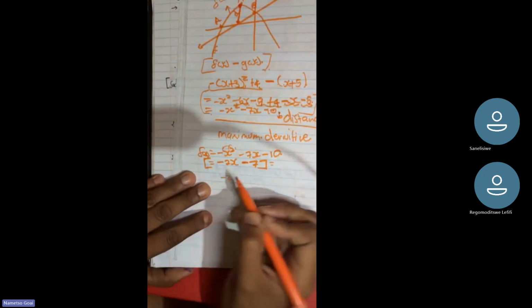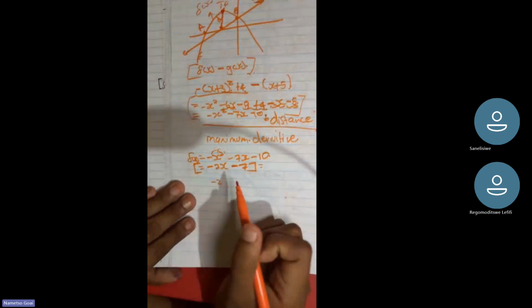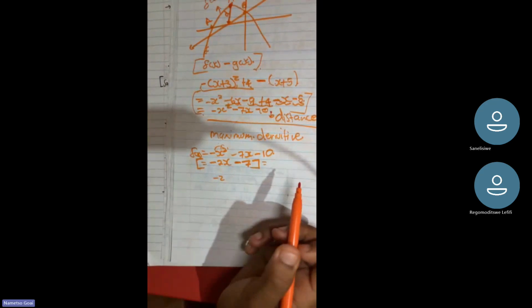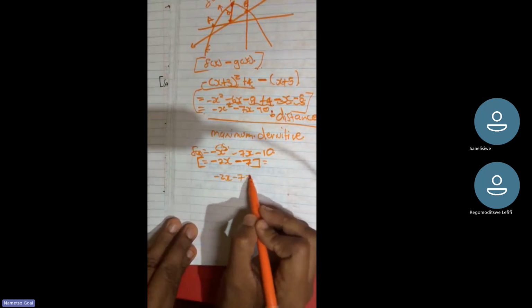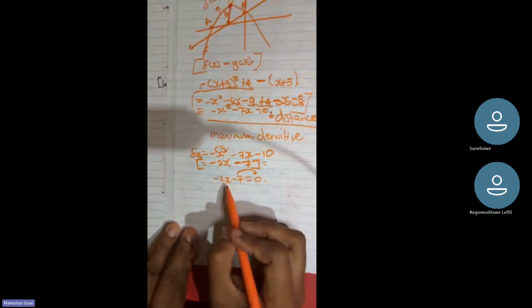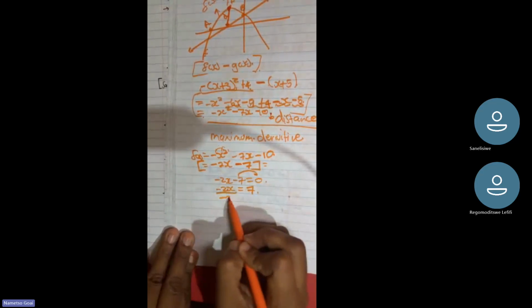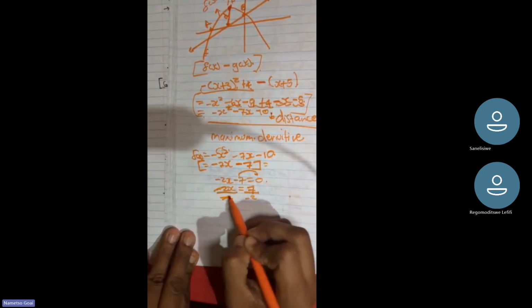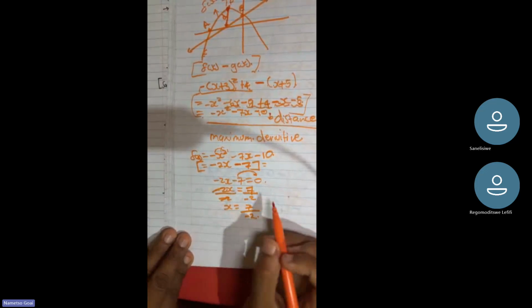Then you're going to say negative 2, because remember you're trying to find the maximum distance, right? So you're going to say negative 2x minus 7 will be equal to what? To 0. And then you're going to transpose this to the other side. So now you'll be left with negative 2x equals to what? Positive 7. Divide both sides by negative 2. So your x will be 7 divided by negative 2.